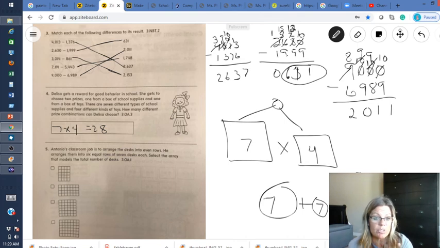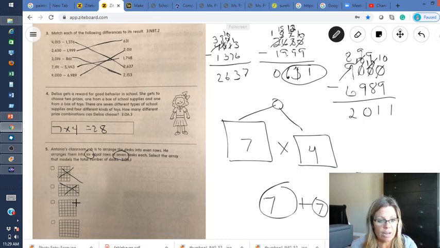Okay, number 5. Antonio's classroom job is to arrange the desks into even rows. He arranges them into 6 equal rows of 7 desks each. Select the array that models the total number of desks. Okay, well this one has 4 rows each, so I know it's not that one because it has to be 6 and 7. This one has 1, 2, 3, 4. Again, can't be right.